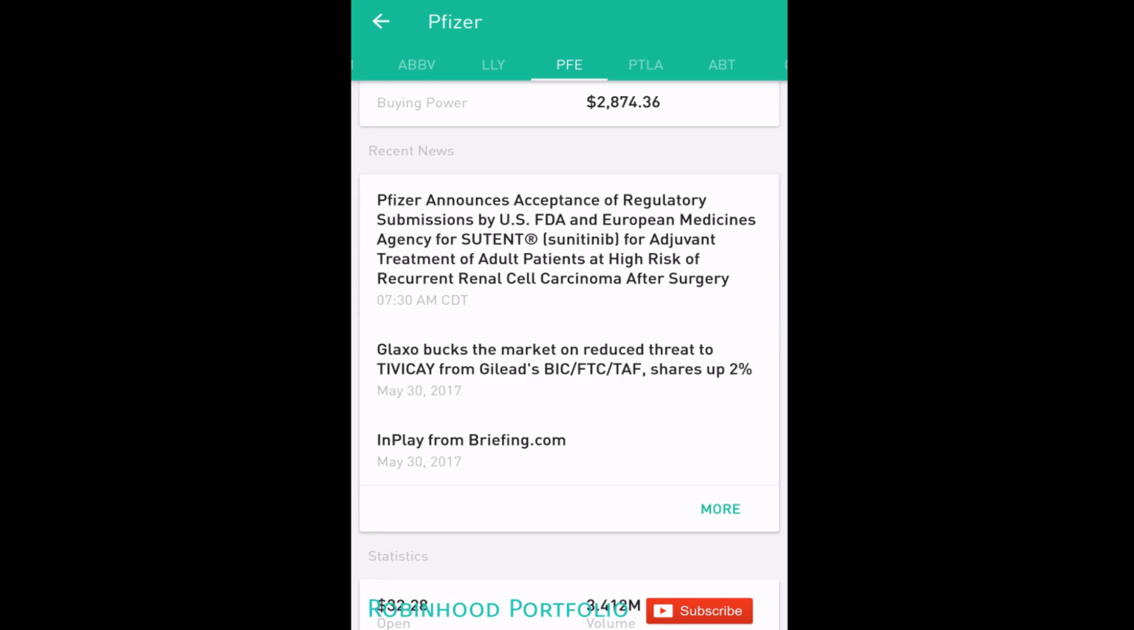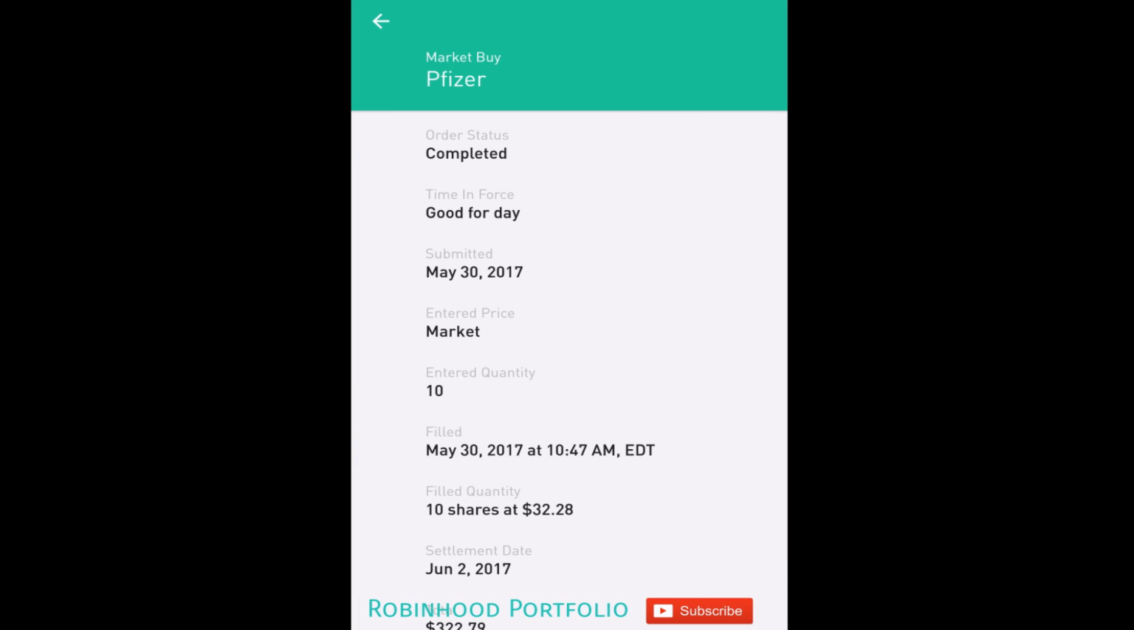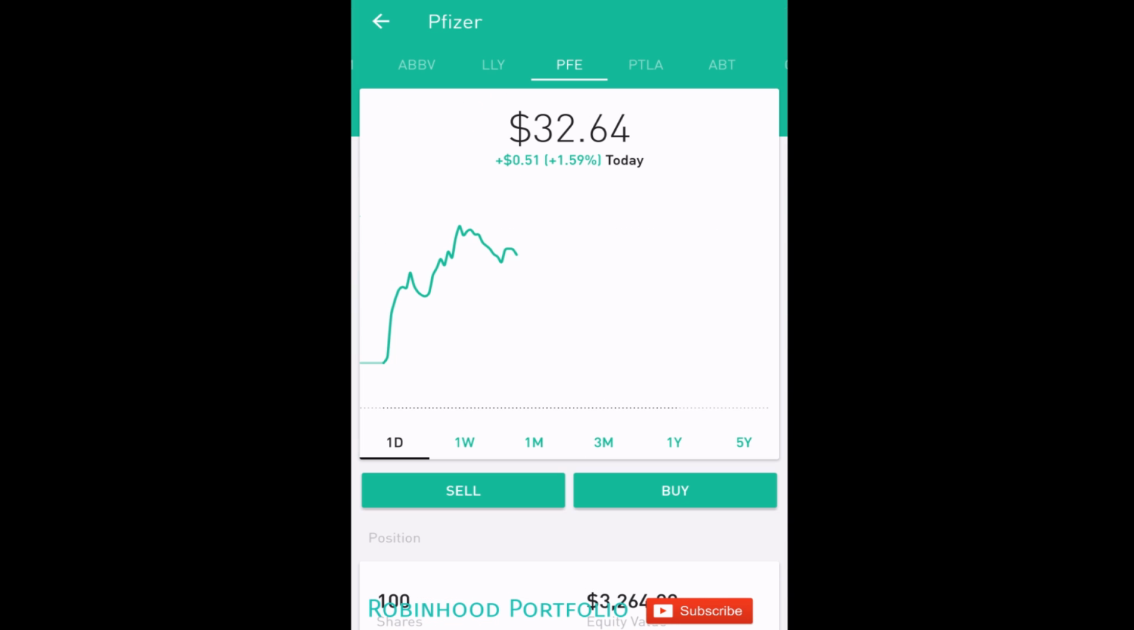Also bought a little bit of Pfizer yesterday. I like Pfizer long. I'm not going to be doing any day or swing trading with Pfizer. Put in 10 shares, $32.28. Averaging down a bit here. You can see my average cost, $34.37. You can see it's $32.64, which is good.